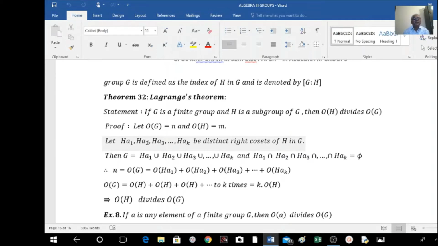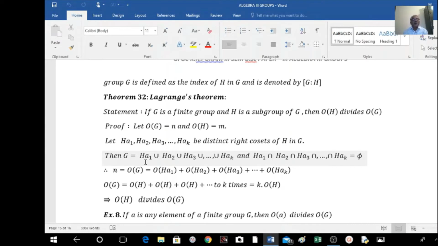Therefore, if I take their union, I must get G, and if I take the intersection of any two, I must get the empty set. So G can be written as the union of all these distinct right cosets. Then the number of elements in G is the number of elements of each of these added together. So n, the order of G, is equal to order of Ha1 plus order of Ha2 plus order of Ha3 up to order of Hak.